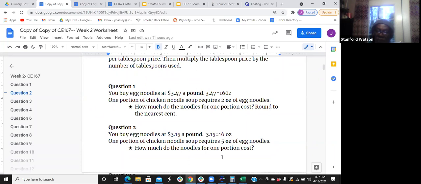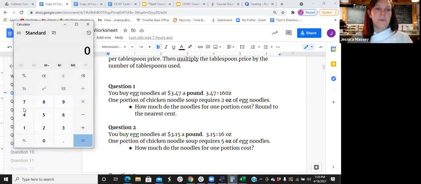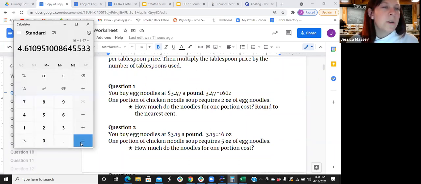3.47. This is a great example, and I love this. So if we did 16 divided by 3.47, we get $4.61. Is that our price per ounce? Would that make sense if it was our price per ounce? No, that's great. That's why I did it, because it doesn't make sense.